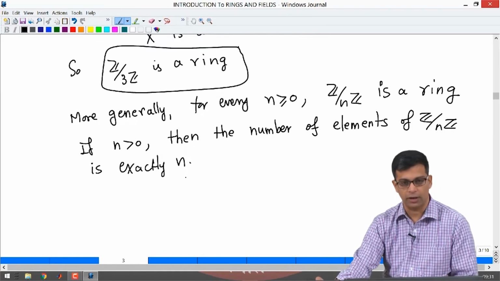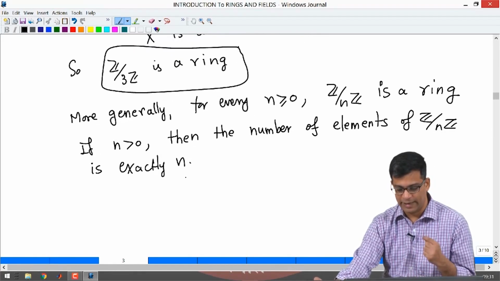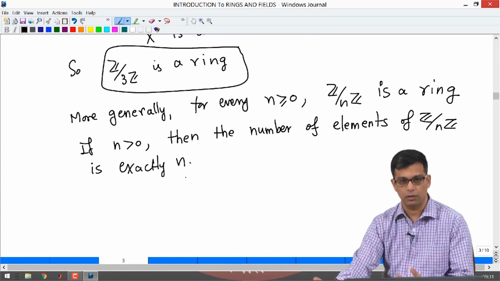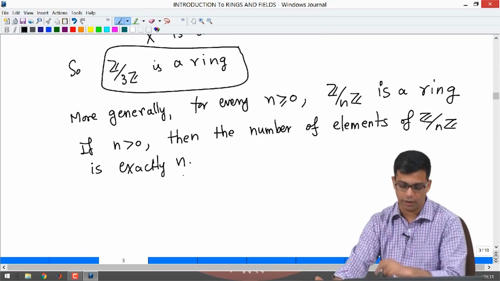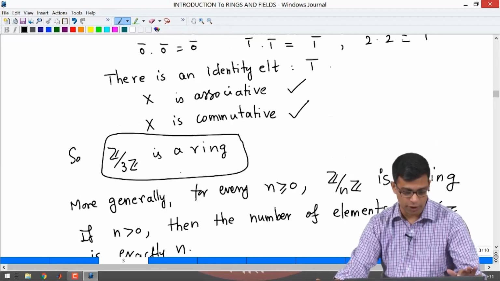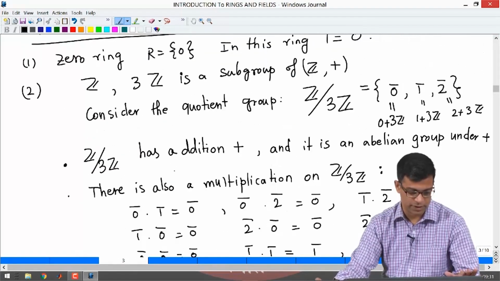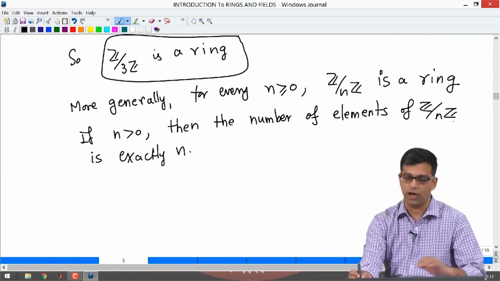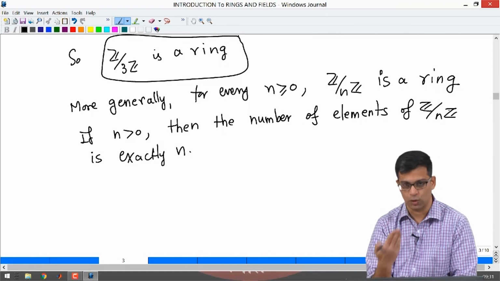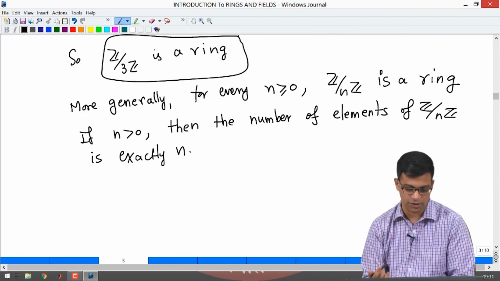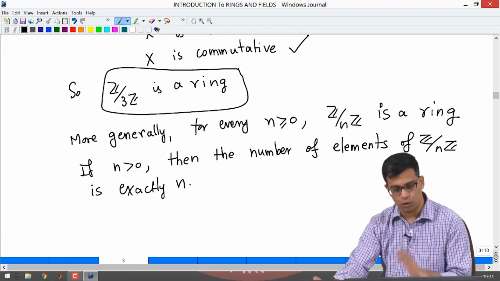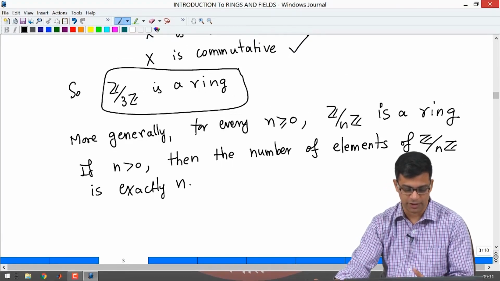So, what we have done in particular is, given any positive integer n, we have produced a ring of that order. For example, if n equals 1, you get the 0 ring that I discussed earlier. Z mod Z has only one coset, namely the 0 coset. So, that is the 0 ring, but Z mod 2Z has 2 elements, Z mod 3Z has 3 elements, and so on.